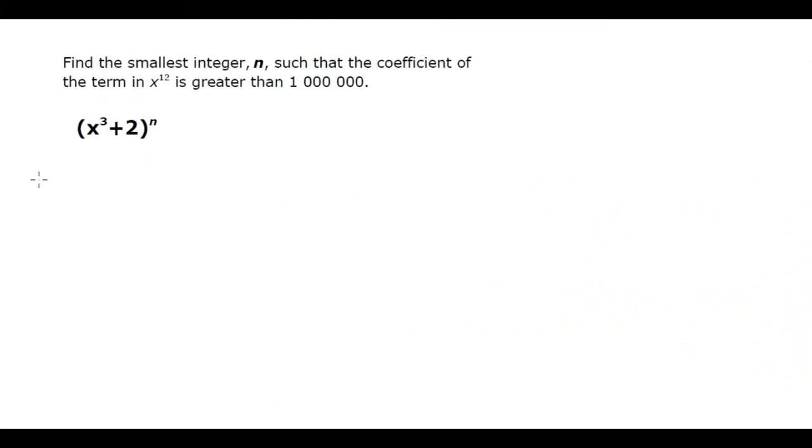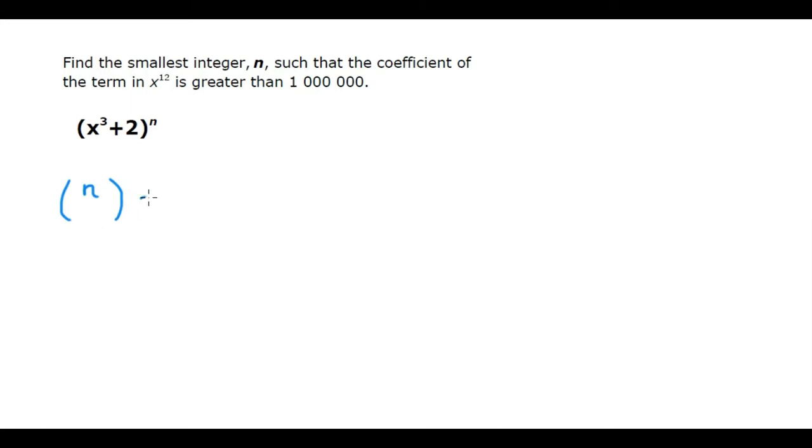Okay, and our next question, we're going to find the smallest integer n such that the coefficient of the term in x to the power of 12 is greater than 1 million. So this n is of course the power on our binomial that we would be dealing with in this expansion. So that means our combination has to start with this unknown n. It's a little bit more abstract than the last question, but we know our combination has to be n choose something.